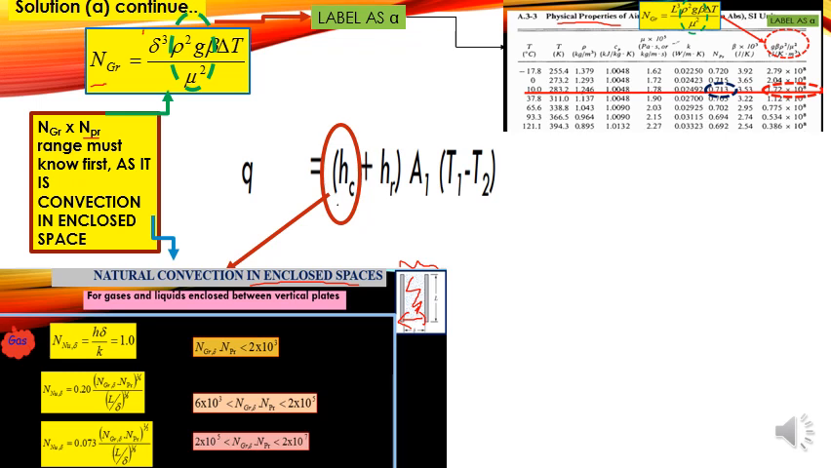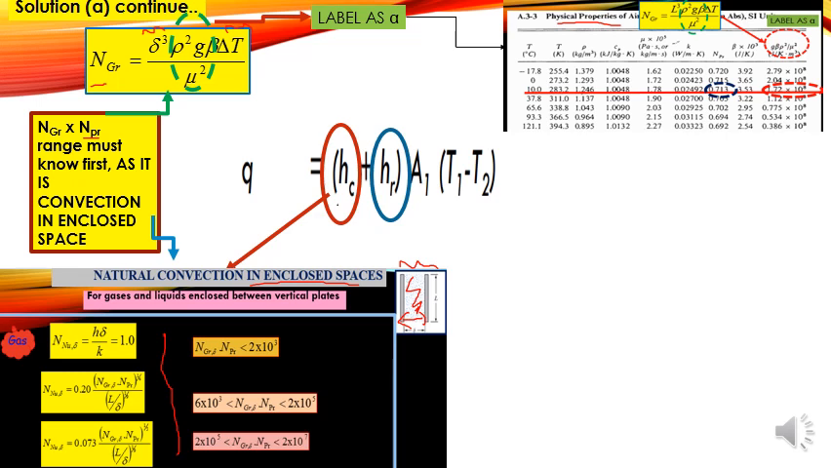L cubed here, which is actually the space of the gap, which in this equation is 5 cm, and delta T is the difference between the two surfaces of the glass window. So that's it, very straightforward to determine the right equation. After you know what the Grashof times Prandtl number is, you have to check the range here to see which equation you should use.